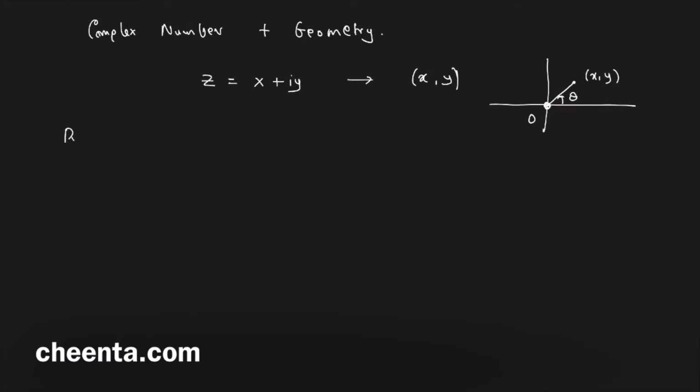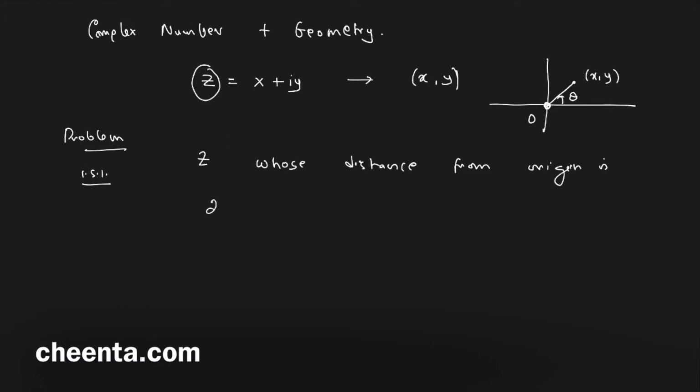Now this problem is from ISI Entrance. It says that there is a complex number z whose distance from origin is 2 unit. So this is a given information in the problem. It's a very special case. We are looking at only those complex numbers, only those points whose distance from origin is 2 unit.